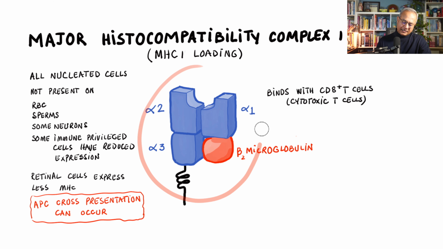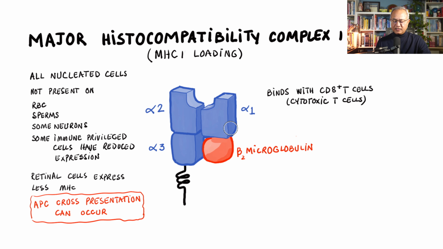So if you look at the center part of the diagram, it has an alpha chain, which contains alpha 1 part, alpha 2 part, alpha 3, and a membrane anchoring part. There is a separate protein called beta 2 microglobulin that is also attached to this with non-covalent bonding. Beta 2 microglobulin actually helps to stabilize the remaining complex.